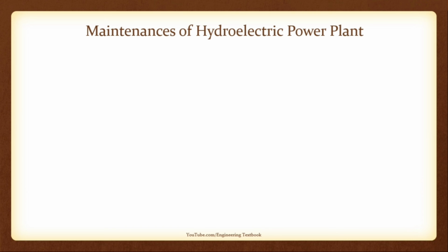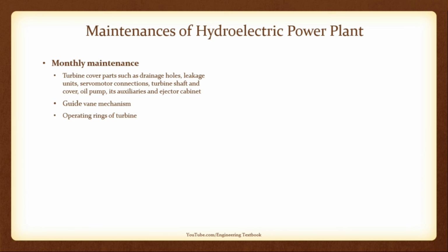Maintenance of hydroelectric power plant. Maintenance is based on scheduled inspection of plant and equipment. Its purpose is to minimize breakdown and excessive depreciation. The main parts of a hydroelectric power plant using a turbine are inspected and maintained on a quarterly, half-yearly, and yearly basis.